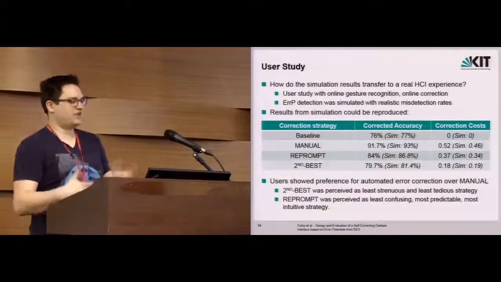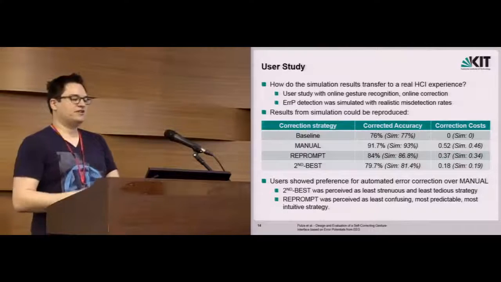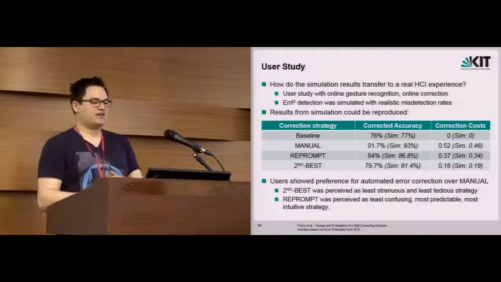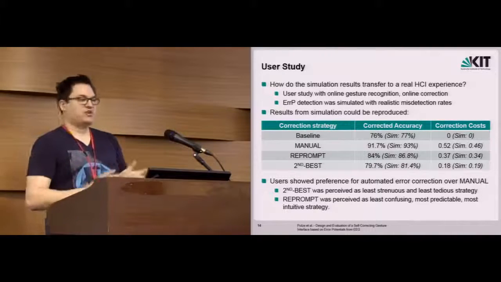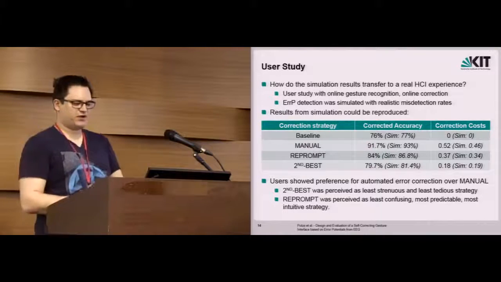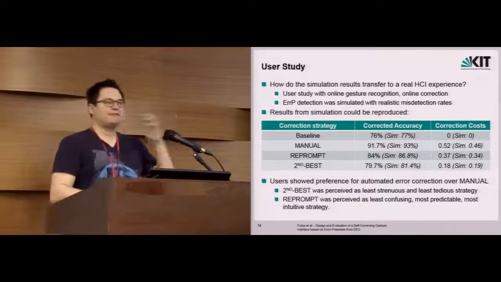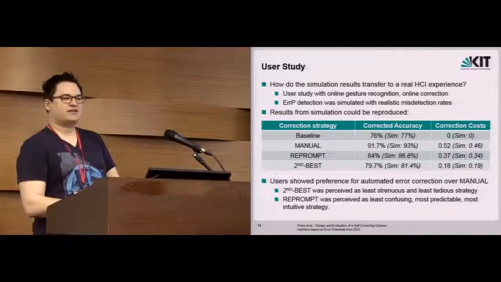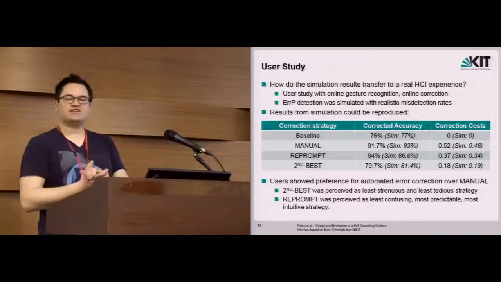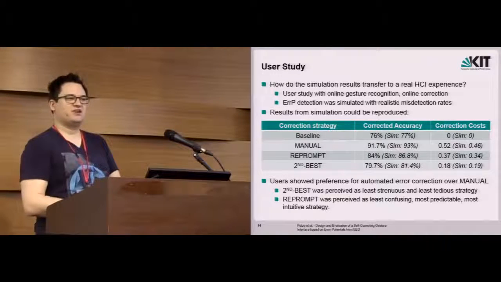Finally, we wanted to know how those simulation results transfer to a real HCI experience. So we performed a user study with online gesture recognition and online correction with different strategies. Only here the error potential detection was simulated with realistic misdetection rates to be comparable to what we saw in the simulation. We performed this with 12 participants, and we achieved the following results, where we see that the estimated corrected accuracy and the estimated correction costs from the simulation actually match quite well what we see in the user study. So this gives some validity to our simulation results.